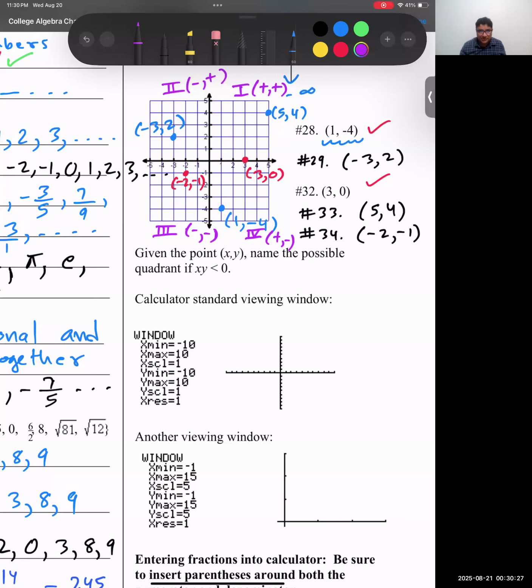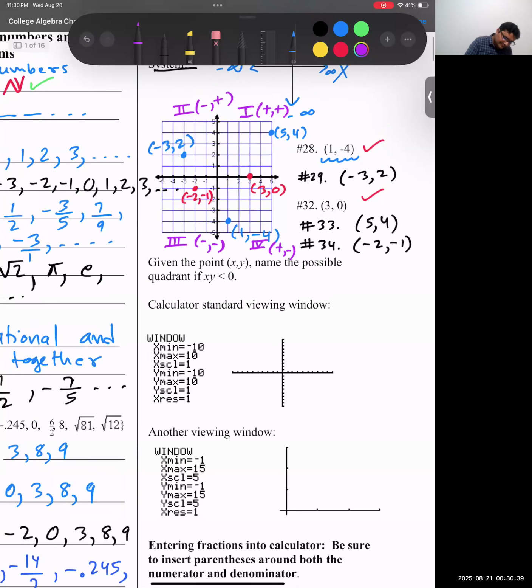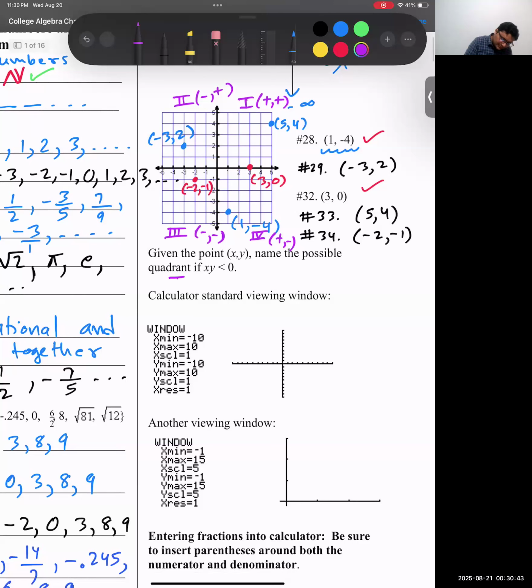Pause the video, give a thought, try to figure out. Like now, first, second, third, fourth, which quadrants will satisfy that? And then check your answer. The answer is second and fourth. Okay, think about it.